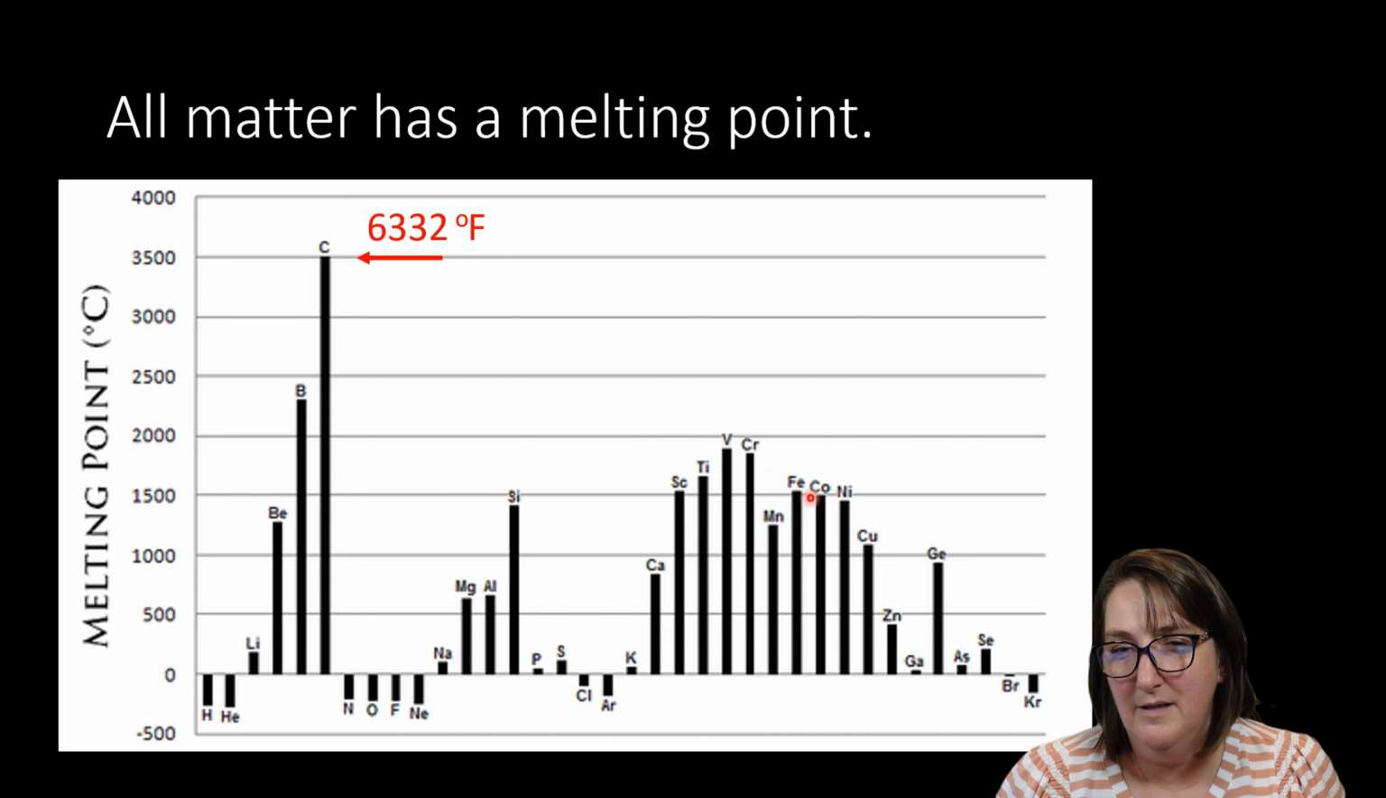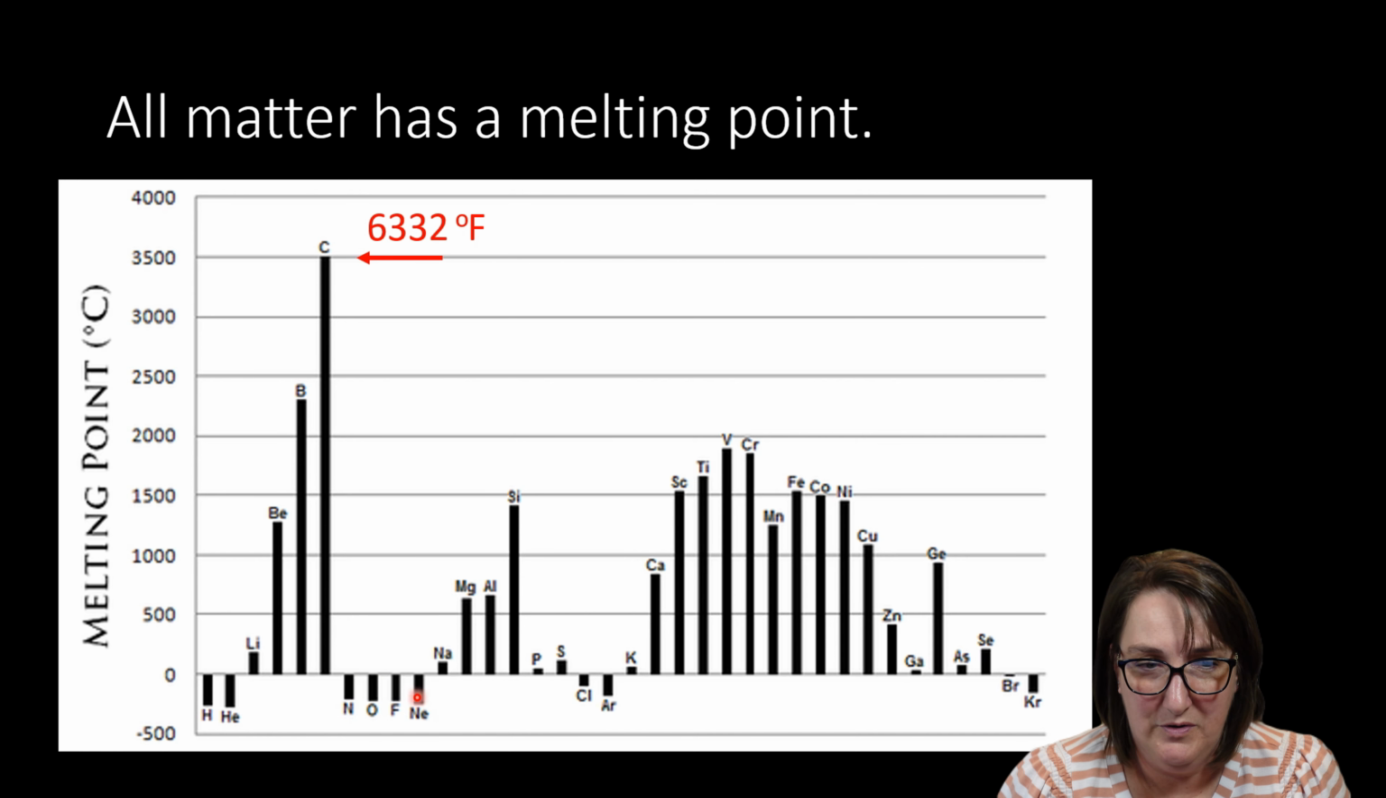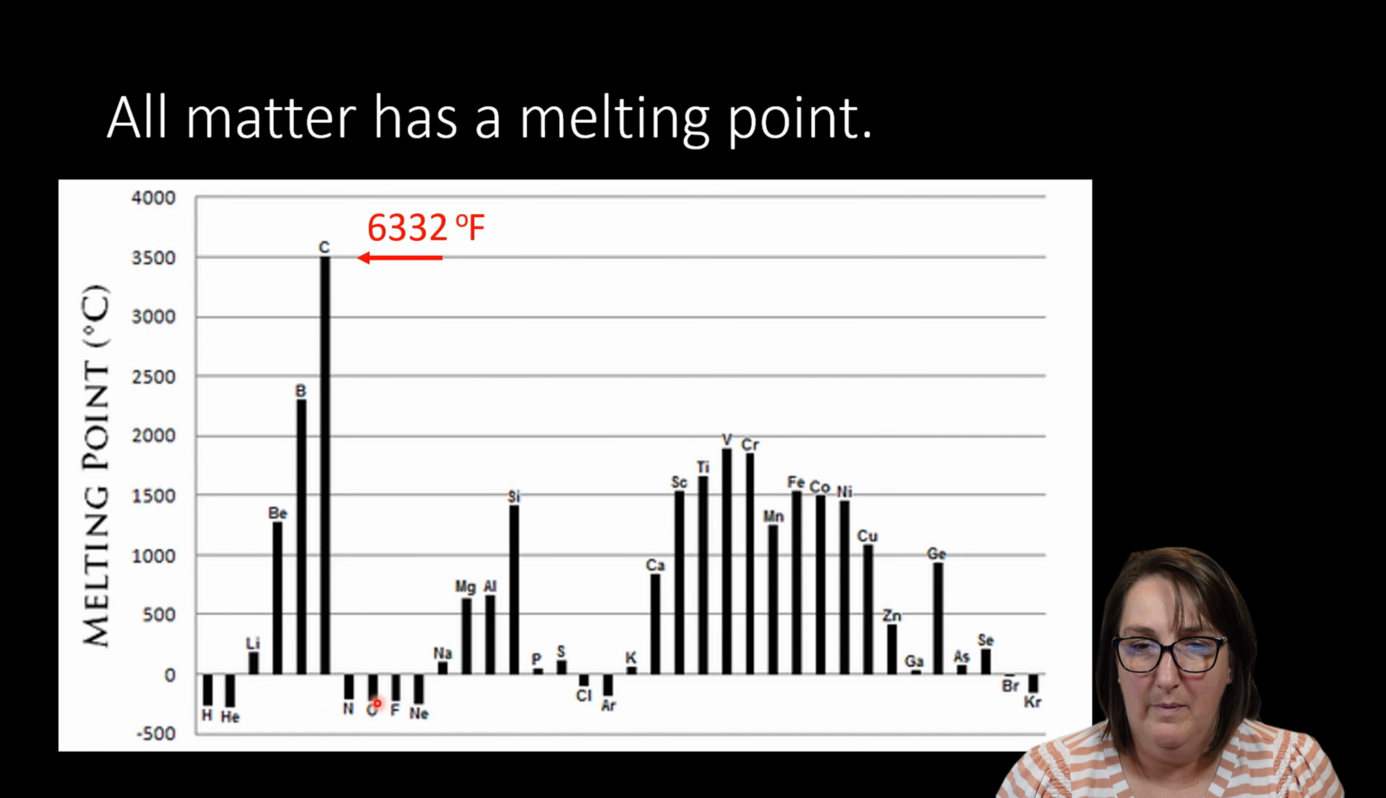You have other ones. Here are some metals. So you can see here the melting point of certain types of elements. The gases you see are already kind of at that point. This is 0 degrees Celsius, so 32 degrees Fahrenheit. It melts. It's already a gas at our room temperature. So this has a very low melting point.